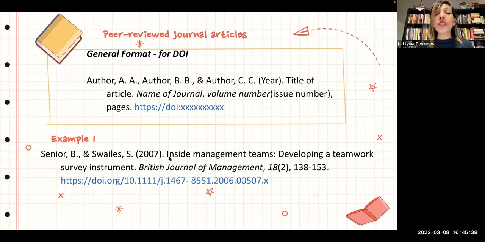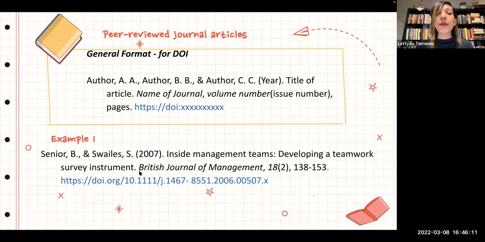The title, you'll notice that only the first word of the title is capitalized. If the title has a subtitle, like here's the first part, Inside Management Teams, followed by a colon, and then the next part of the title, the subtitle, this first word is also capitalized. Notice that the rest of the words are not capitalized. If there were a proper noun in here, like Los Angeles, or the name of a person, or the name of a place, those are proper nouns. Those would be capitalized as well. In this case, it's not needed because there are no proper nouns.